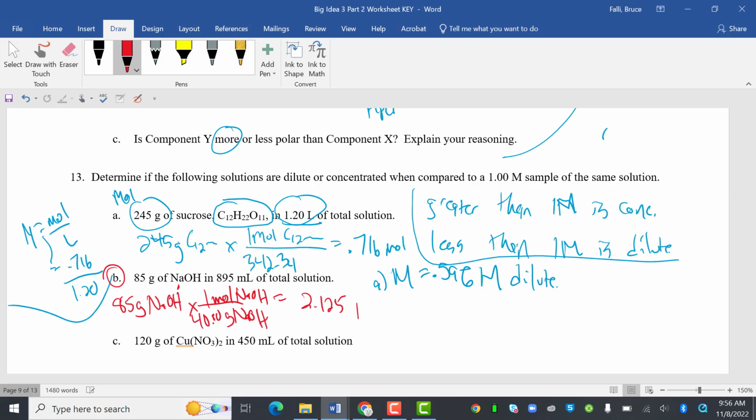So again, I'm going to do molarity equals moles over liters. This is 0.895. We talked about how you can't use milliliters, you use liters, and move the decimal 3 places: 1, 2, 3. So my moles are 2.125 over 0.895. I know it's going to be bigger than 1, but I know a lot of us like to have real answers. It's 2.37 molar. So concentrated.